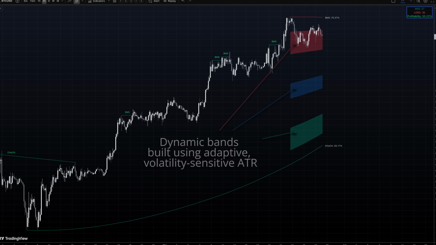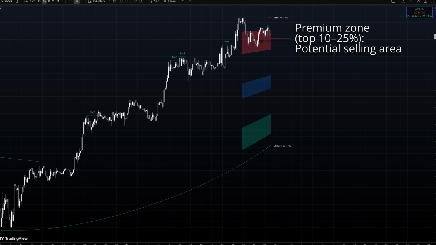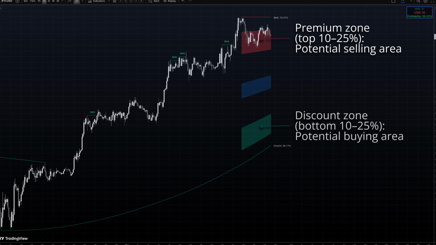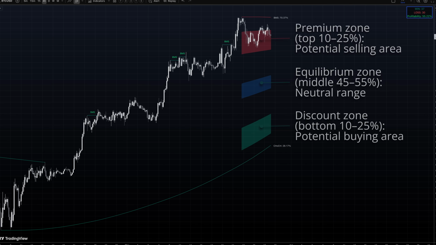The indicator builds dynamic upper and lower bands using adaptive ATR-based calculations that respond to market volatility. Premium zone, top 10 to 25%: potential selling area. Discount zone, bottom 10 to 25%: potential buying area. Equilibrium zone, middle 45 to 55%: neutral range with no clear bias.